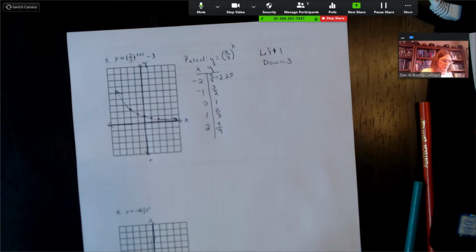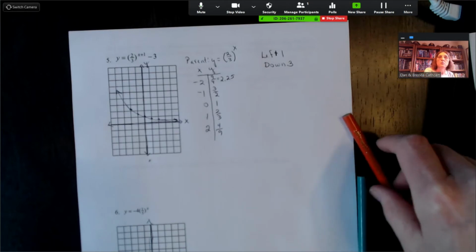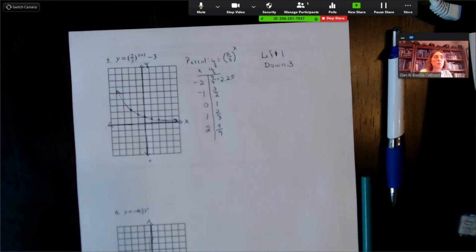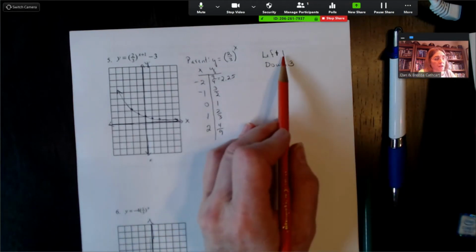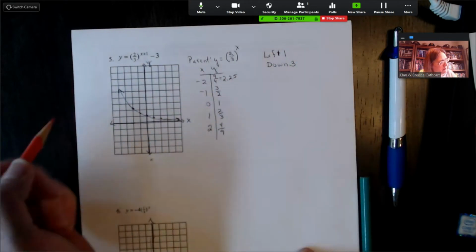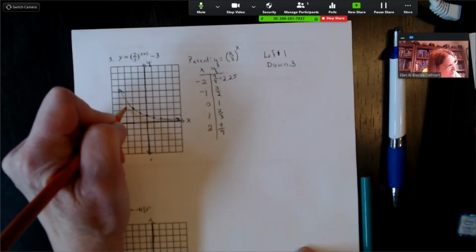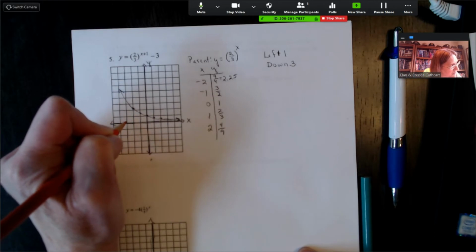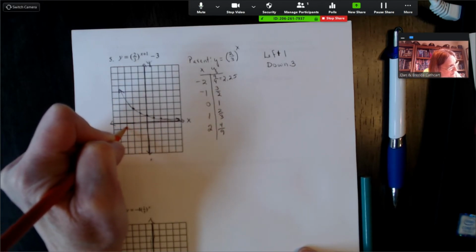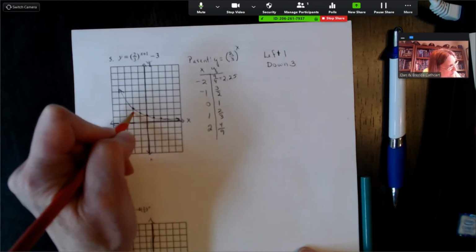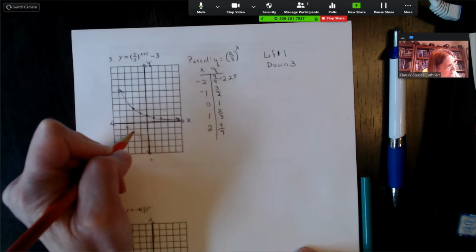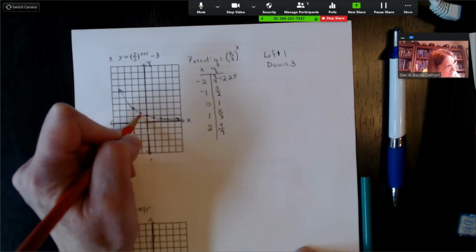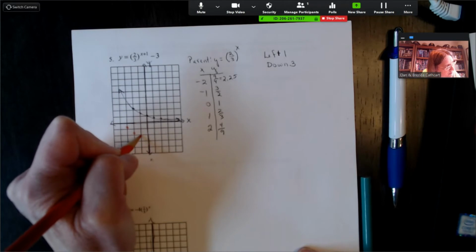Since both of these transformations are just translations, we can actually do them in one step. We're going to take each point and we're going to move it left 1 and down 3. So here we're going to go left 1 and down 3. Again, left 1 and down 1, 2, 3. Left 1, down 3.